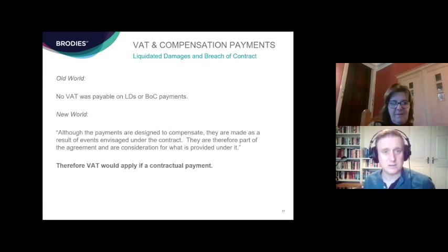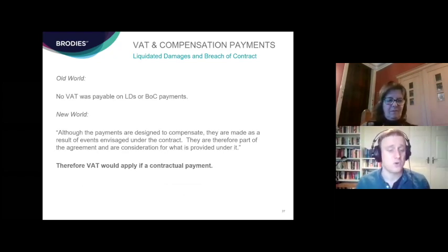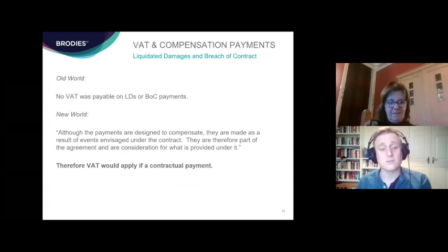If we flip ahead, again, where contracts were expressing things as liquidated damages or breach of contract payments, they were traditionally held to be outside of VAT. Under the new guidance, HMRC's view is, look, these may be designed to compensate you, but because the circumstances giving rise to this are envisaged under contract and they're part of that agreement, they're consideration for what's provided. And therefore, again, the expectation under the guidance as it stands is that VAT would apply.